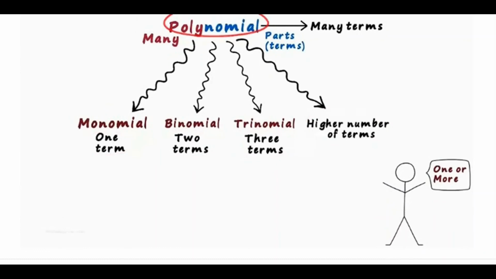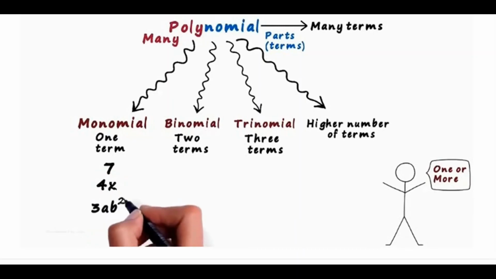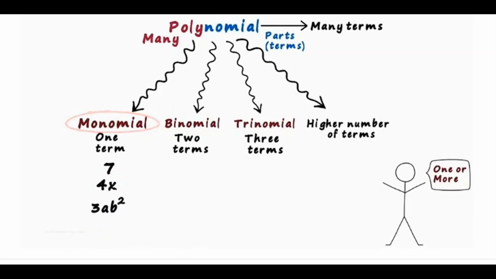Let's look at a few examples of each. The number 7 is a monomial. It's just one term. 4x is also a monomial. It's just one term as 4 and x are multiplied. Even 3ab squared is a monomial. And yes, all these expressions are also polynomials.